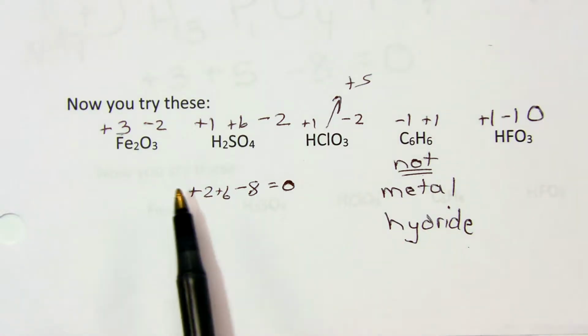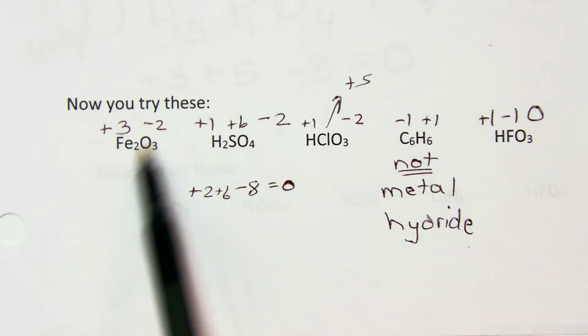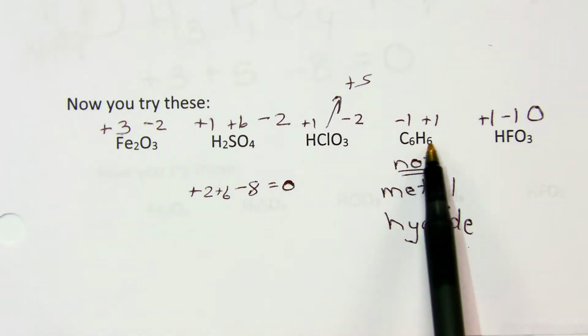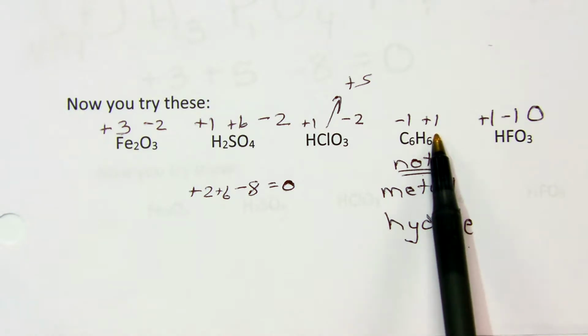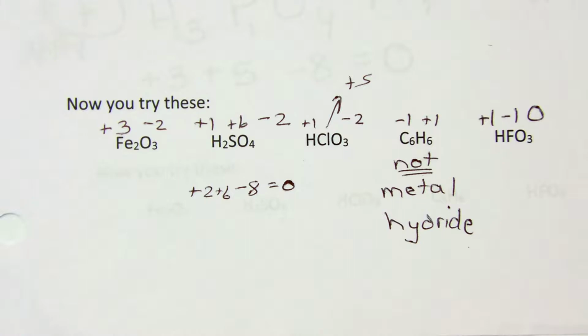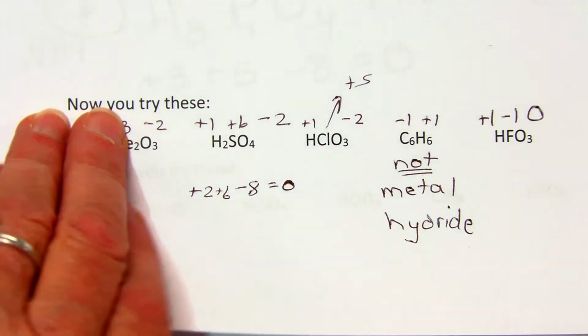So as you look at your papers, you can see what the correct answers are here. This is the one people get wrong most often because this is not a metal hydride. And fluorine has to be assigned first to find out that oxygen is 0.